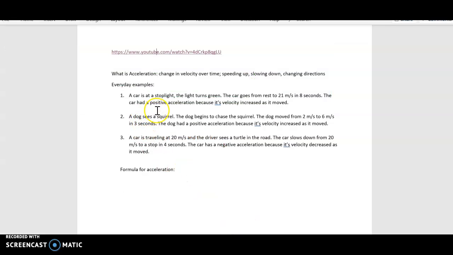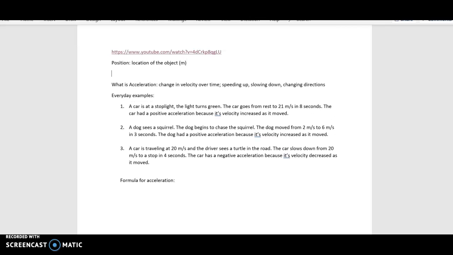All right, so now you should know what position is, what velocity is, and today we're going to learn about acceleration. So real fast, I want to write: position is basically the location of the object, and we measure that in meters. Then you have velocity, just how fast the object is going, and we measure that in meters per second. And now today we have acceleration.